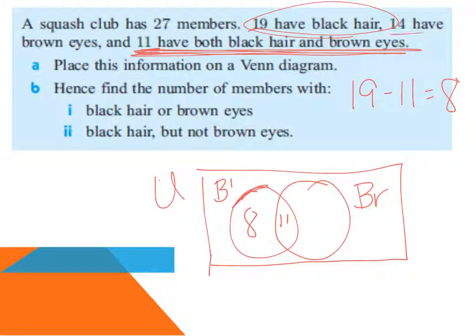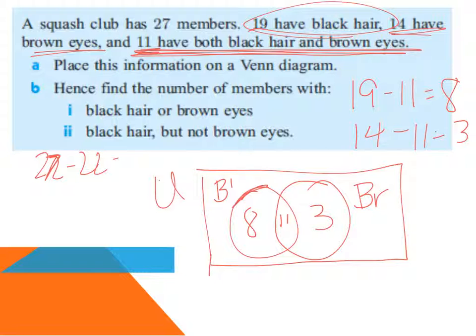And then I do the same thing for 14 have brown eyes. I've already got the 11 in there. So 14 minus 11 gives me 3 more that need to go over here. So we end up with 8, 11, and 3. And then now when I add those together, I get 22. And we should have 27 members total. So 27 minus 22 would give me 5. So there's 5 that have neither black hair nor brown eyes.